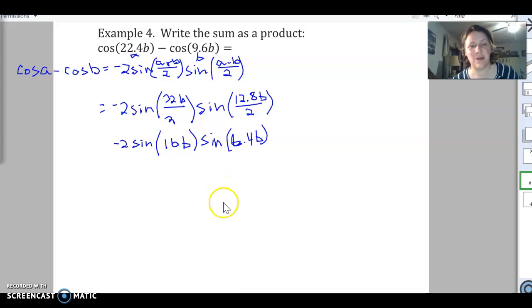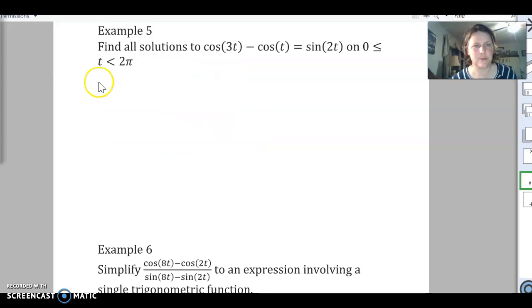So for those first couple problems on your homework assignment, they should be pretty easy. Just go ahead and follow that identity, and you will be given those identities on your quiz. All right, next example, we have find all solutions to cosine 3t minus cosine t equals sine of 2t on the interval from 0 to 2 pi. So let me rewrite that interval here so it's all in one. So our interval that we're looking at is between 0 and 2 pi.